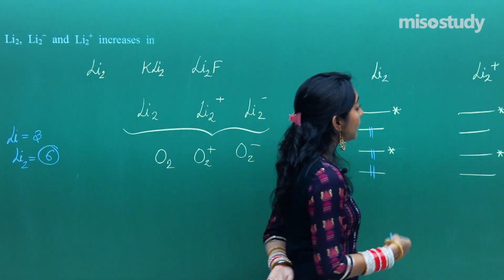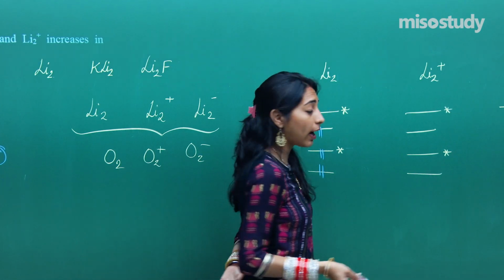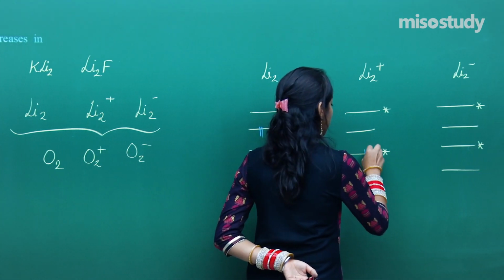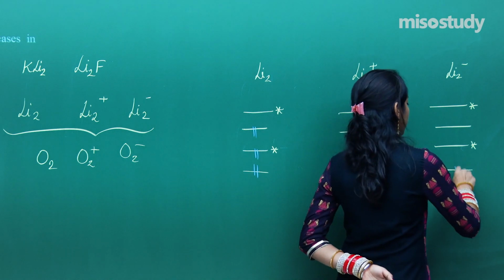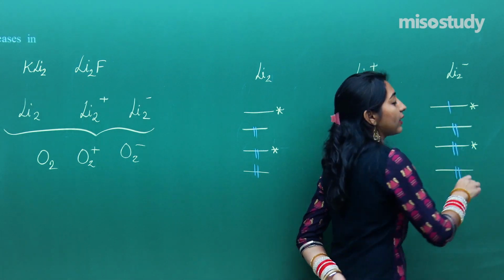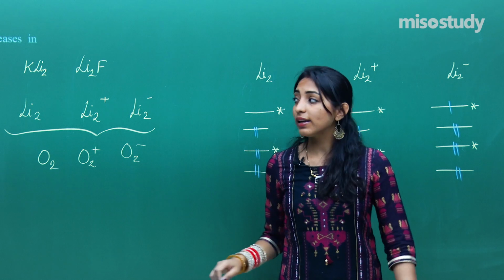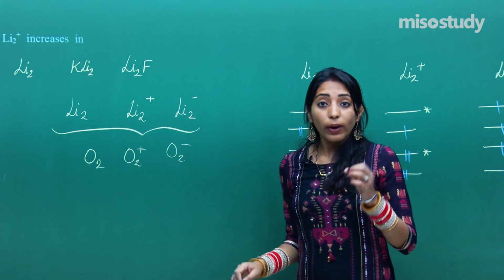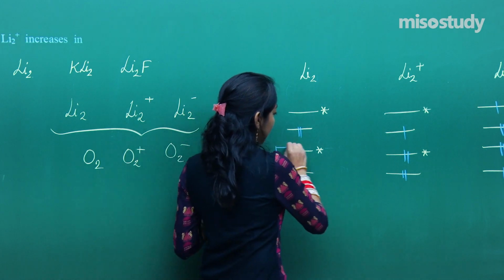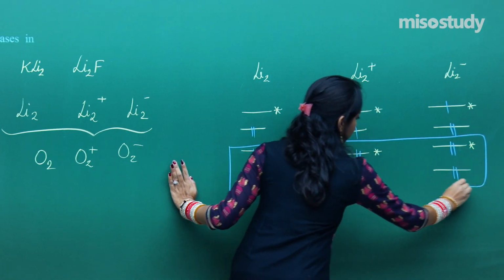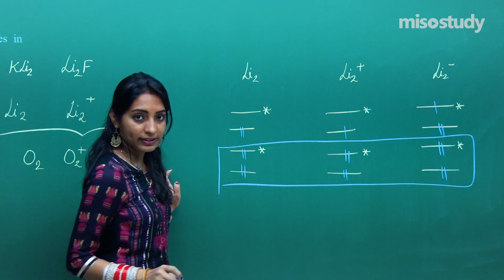Okay. Li2 plus will have how many? 5. 1, 2, 3, 4, 5. Then Li2 minus will have 7. 1, 2, 3, 4, 5, 6, 7. Okay. Now let me tell you, whenever you have to see, you can consider these two are same everywhere. So we will not compare on the basis of this.